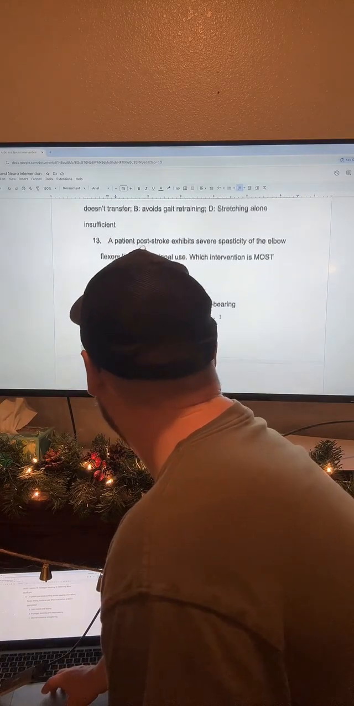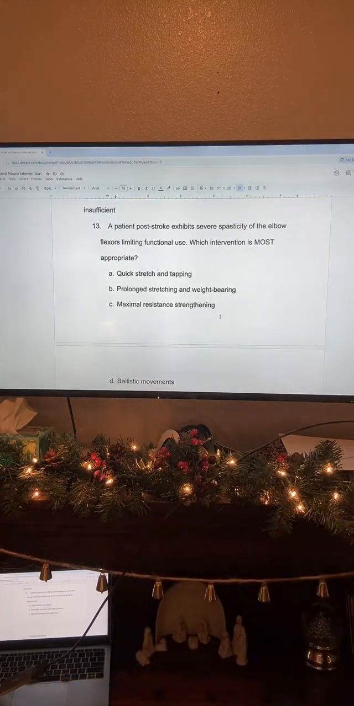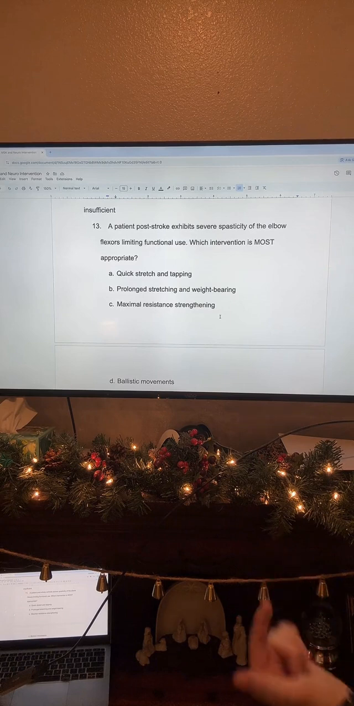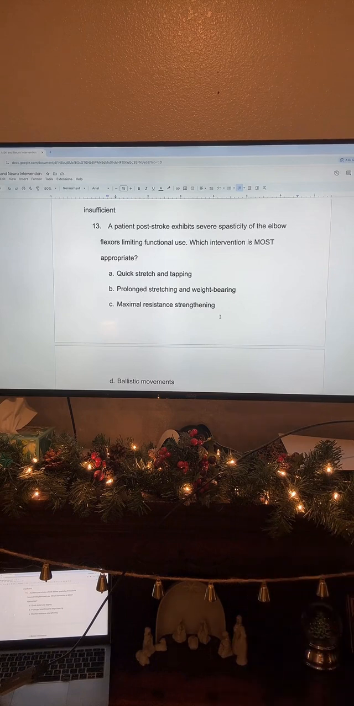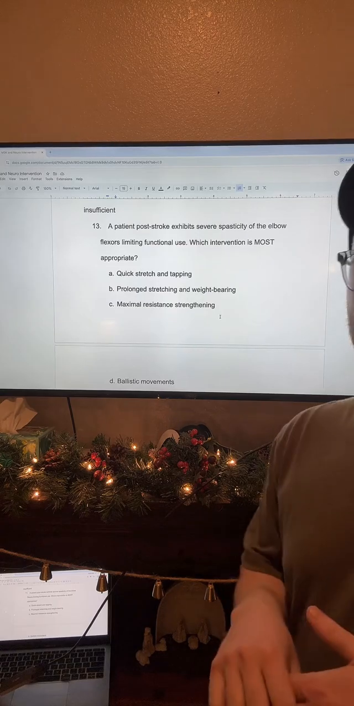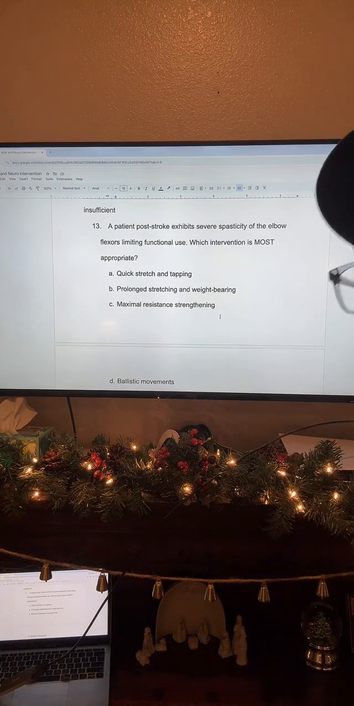A patient post-stroke exhibits severe spasticity of the elbow flexors, limiting functional use. Which intervention is most appropriate? A, quick stretch and tapping. B, prolonged stretching and weight bearing. C, maximal resistance strengthening. Or D, ballistic movements. But you guys have some time.